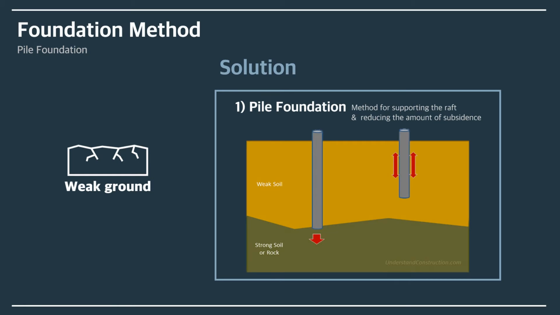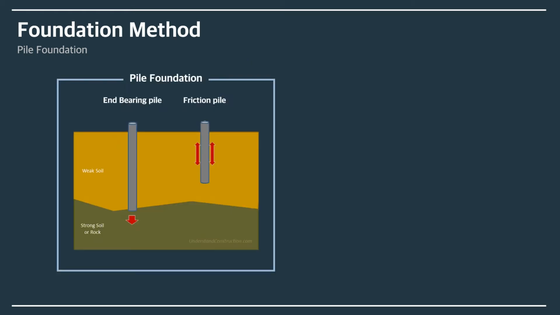There are two methods to solve Dubai's weak ground. First, pile foundation. This is a way to support lift and reduce subsidence. Let's take a look at the details of this method. Pile foundations are used in the following situations.